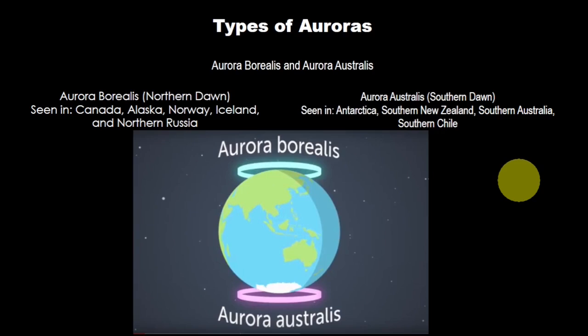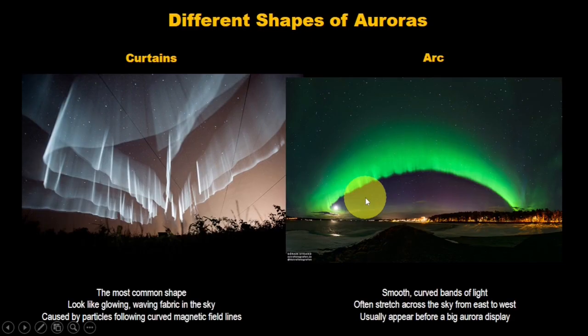Aurora borealis is in the northern hemisphere, the kind of aurora you see there. It's also called the northern dawn. Usually seen in countries like Alaska, Finland, Iceland, Norway, and Russia. These are the places you see them. And we have aurora australis. You see that in the southern hemisphere, like in the Antarctica, southern New Zealand, southern Australia, and southern Chile. So those are the two types of auroras we have.